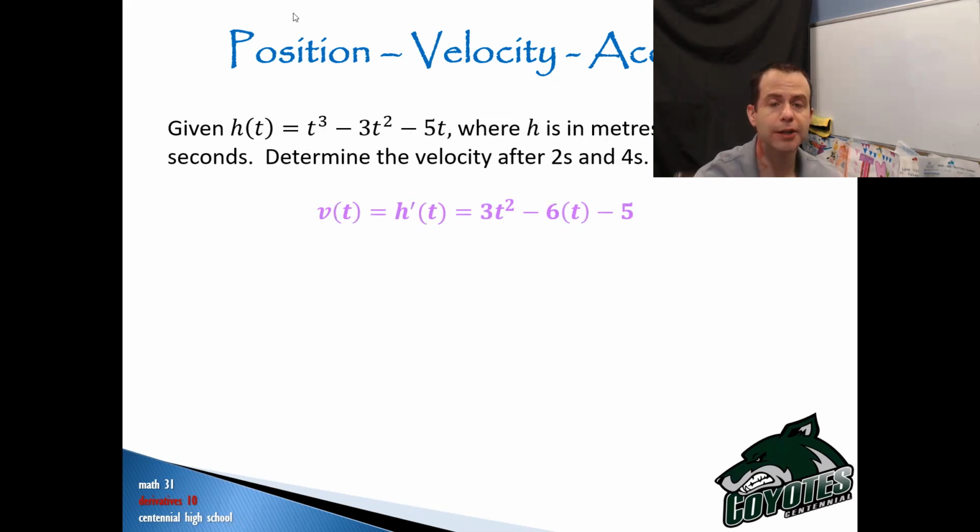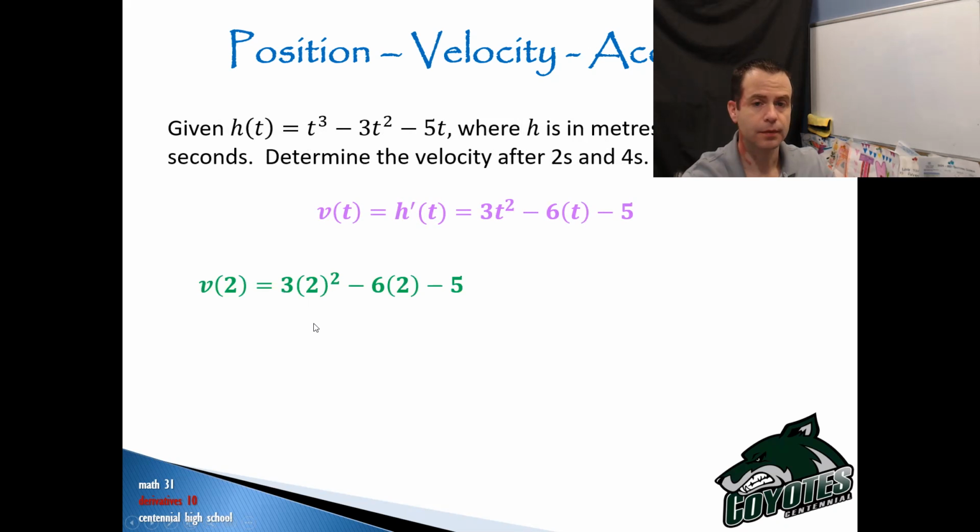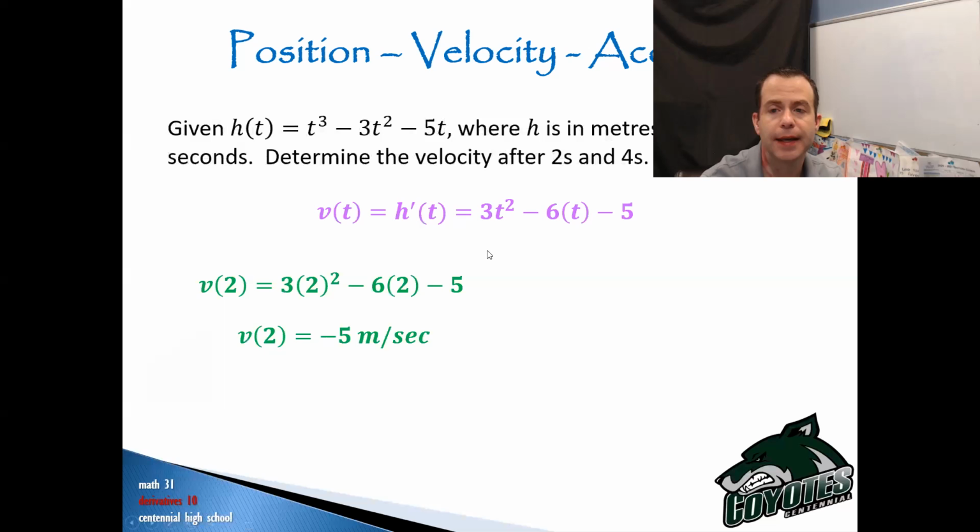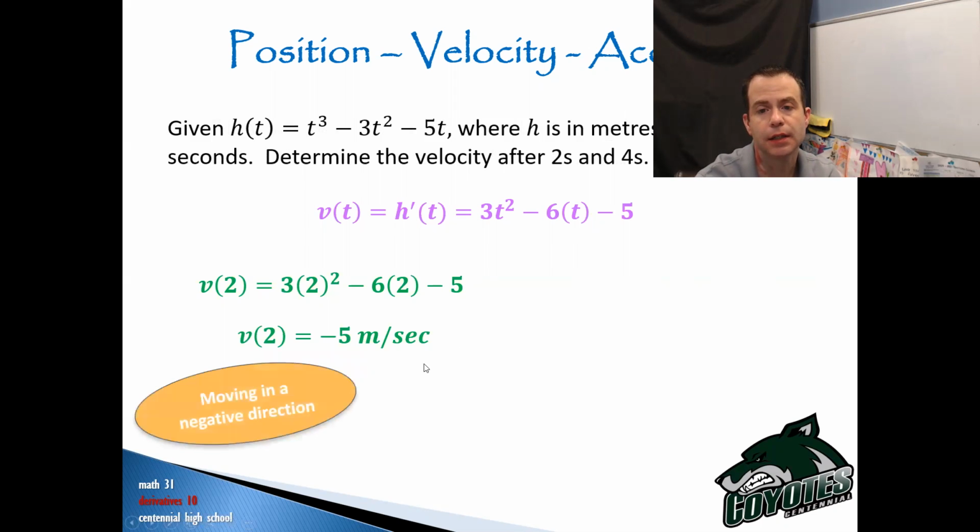Okay, and so now I just plug in 2 and I plug in 4. So if I plug in 2 for t into my velocity function, I'm going to get out negative 5 meters per second. So that we're moving in a negative direction there. That's what that -5 is referring to. If you have a negative velocity, you're moving in a negative direction.